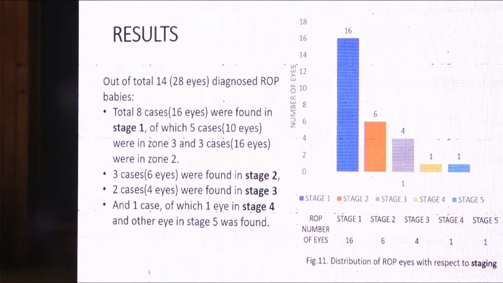So out of a total of 14 babies, that is 28 eyes diagnosed with ROP, 8 cases, that is 16 eyes, were found in stage 1, of which 5 cases were in zone 3 and 2 cases were in zone 2. 3 cases, that is 6 eyes, were found in stage 2, 2 cases, that is 4 eyes, were found in stage 3, and in 1 case, 1 eye in stage 4 and the other eye in stage 5 was found.